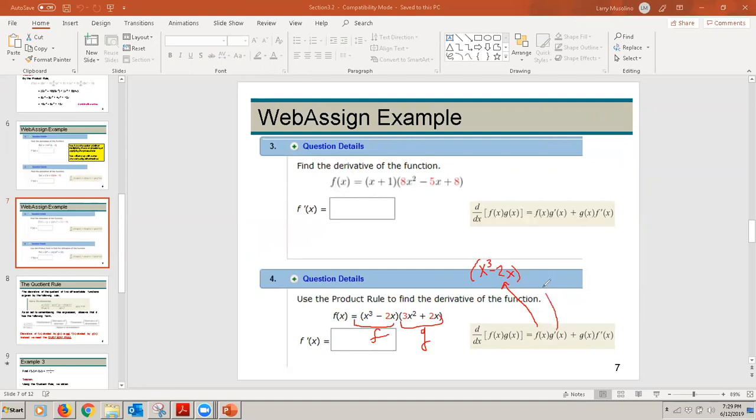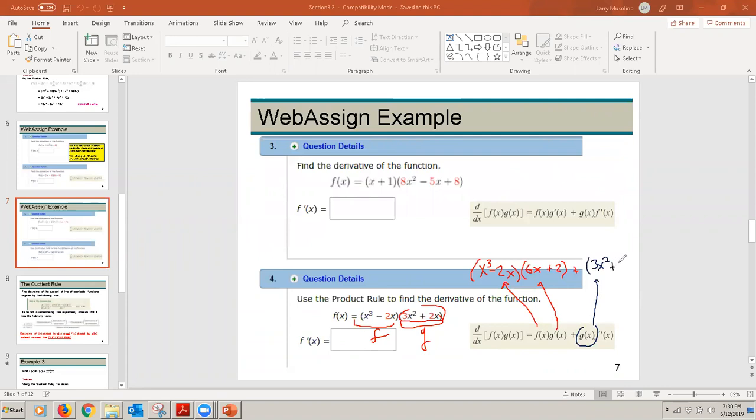Now I need the derivative of the second function g, so I want g prime. When I take g prime, the derivative of 3x squared is 6x, and the derivative of 2x is just 2. Okay. Plus, now I'm just going to copy down the g function. So that's going to be 3x squared plus 2x.